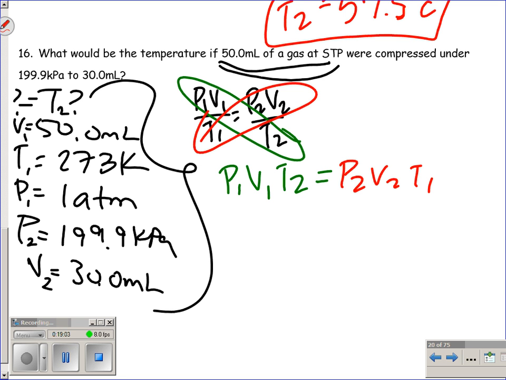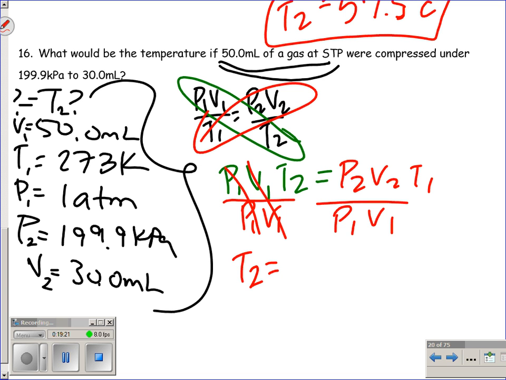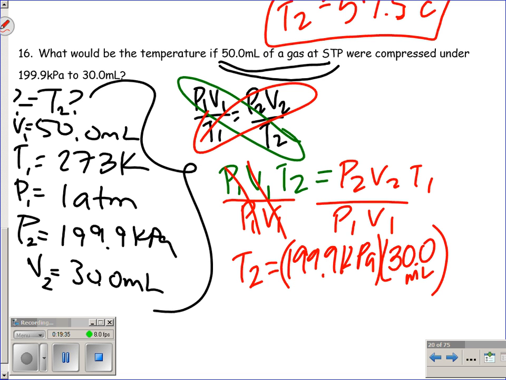Where are we dividing? By P1 and V1. It's a lot of work, but it's right. T2 is isolated. Plug, plug, plug. Cancel, cancel, cancel. Done. T2 is equal to 199.9 kilopascals times 30 milliliters times 273 Kelvin, divided by 1 atmosphere.